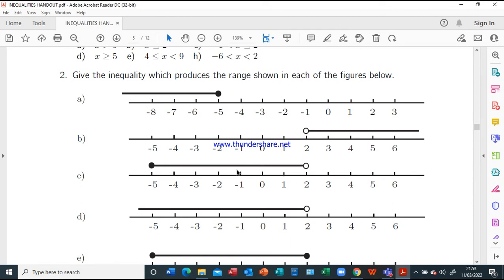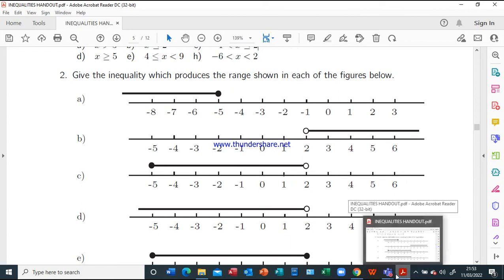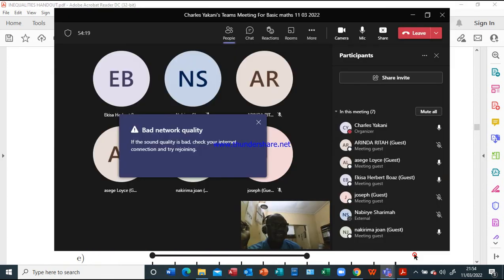Negative 5 is... I'm not hearing you. Network quality is very poor.